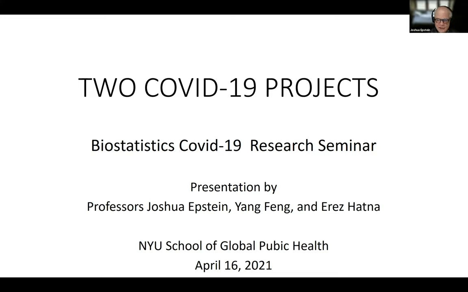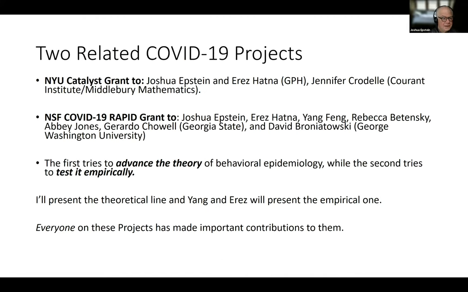So yes, today I wanted to talk about two COVID-19 projects that we've had underway here at NYU. One of them is called an NYU Catalyst Grant, which Erez and me and Jennifer Crodell from the Courant Institute have been working on. Another is an NSF grant, COVID-19 rapid grant to Josh, Erez, Yang, Rebecca, who I think you've met, who's the chair of biostatistics, Abby Jones, a postdoctoral student here in Epi, Gerardo Chowell from Georgia, and David Broniatowski from George Washington.